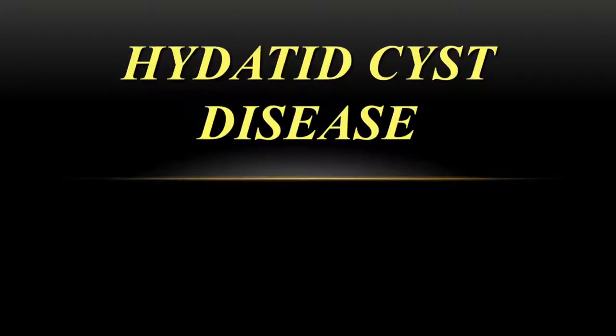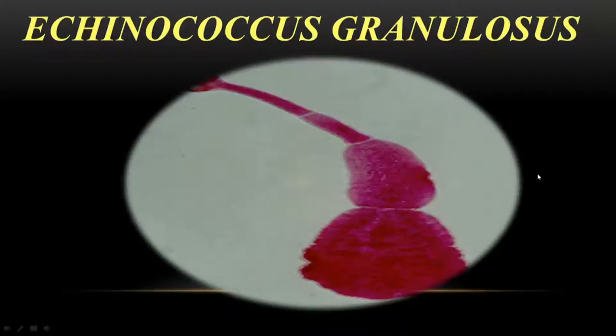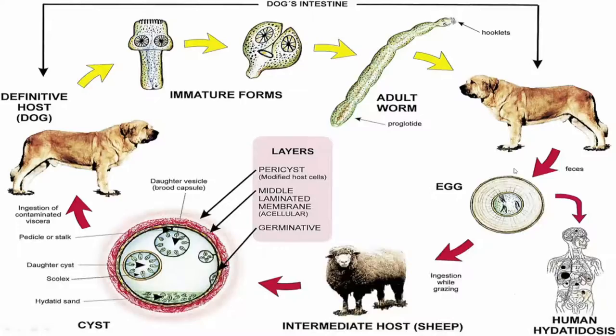Laparoscopic management of the hydatid cyst disease. Echinococcus granulosus, that is the cystic echinococcus, is one of the diseases, and Echinococcus multilocularis creates the alveolar echinococcus. Echinococcus granulosus, this is the shape, and the life cycle you already know.